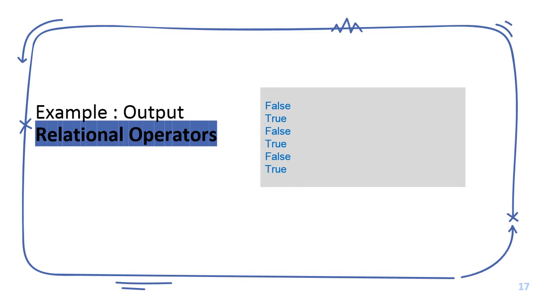Here you can see false, true, false, true, false, and true. So we got the desired output. Relational operators are used to compare two values or two variables based on the values given to them. So these are relational operators.